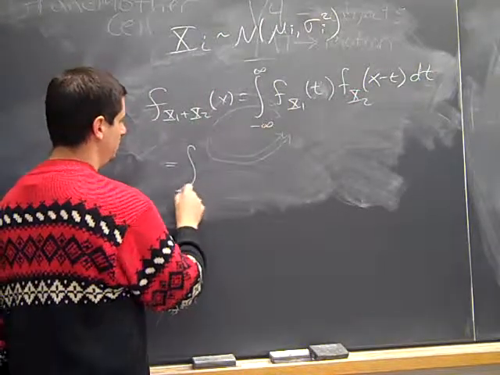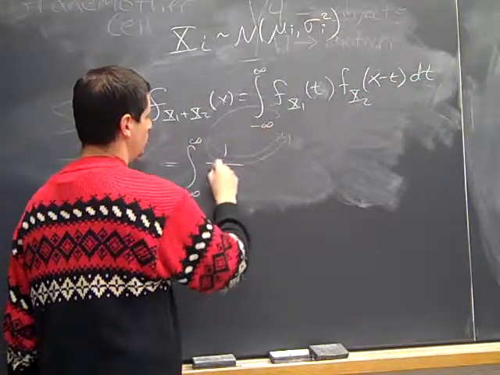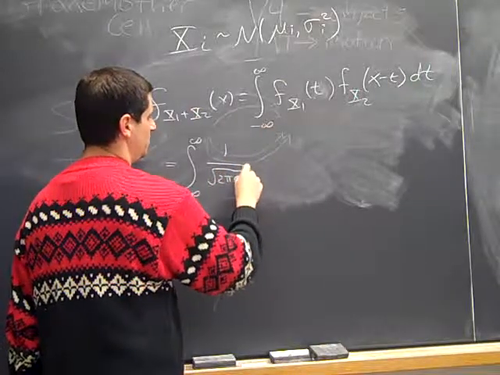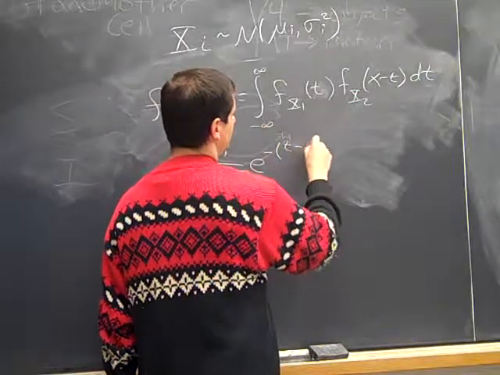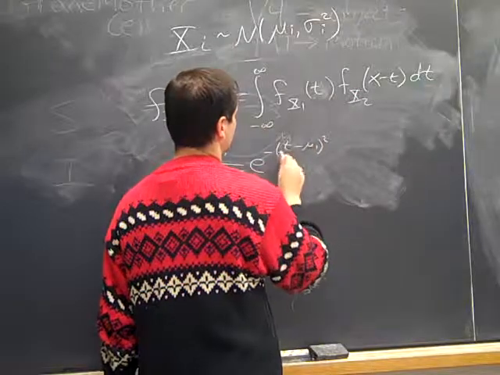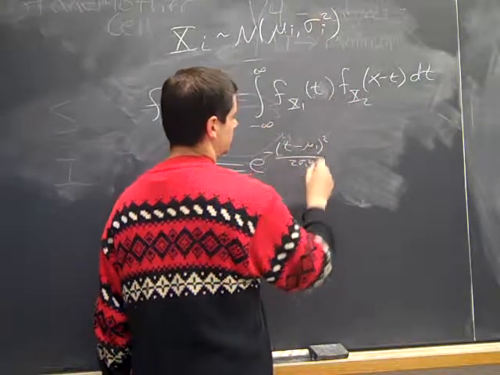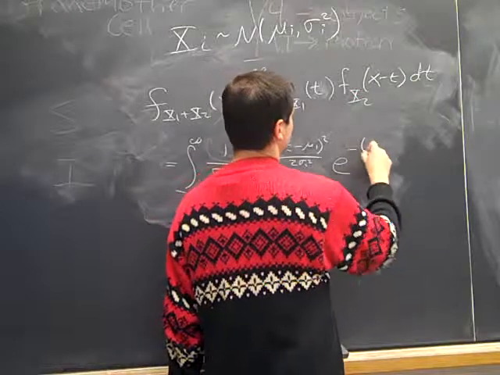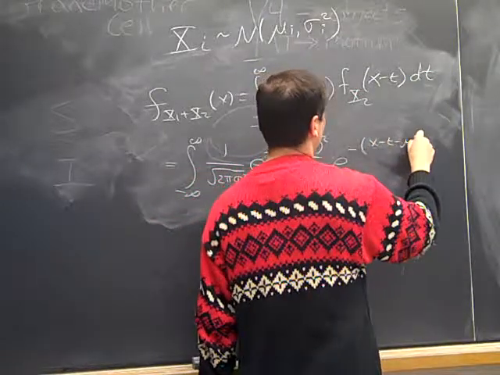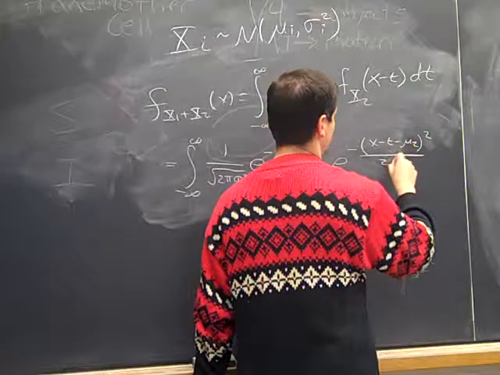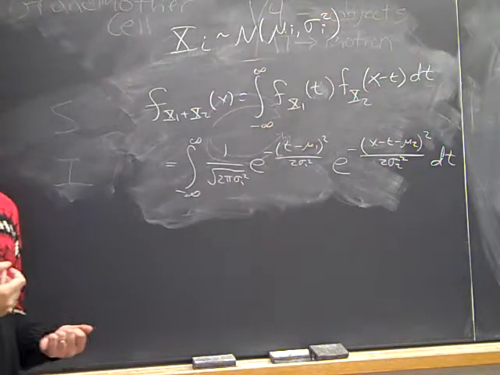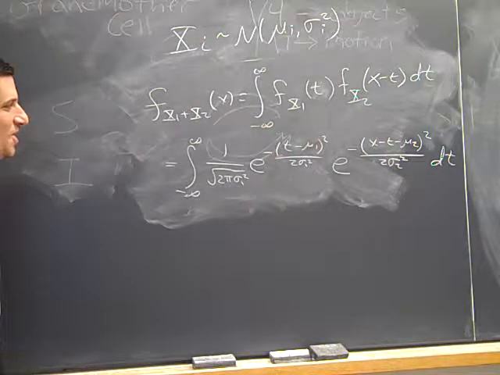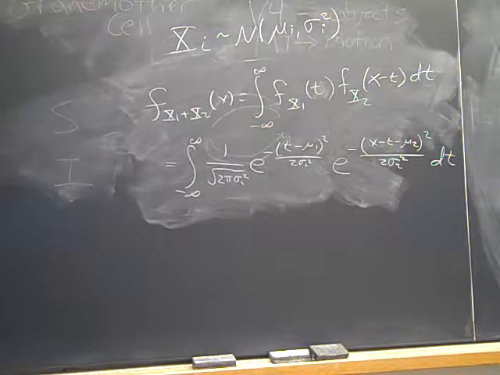So in full glory, the integral from minus infinity to infinity of 1 over square root of 2 pi sigma 1 squared, e to the negative (t minus mu 1) squared over 2 sigma 1 squared, times e to the minus (x minus t minus mu 2) squared over 2 sigma 2 squared, dt. I'm sorry that you chose this class to walk in on. Okay. So who is really excited about evaluating this integral? Okay. Excellent.